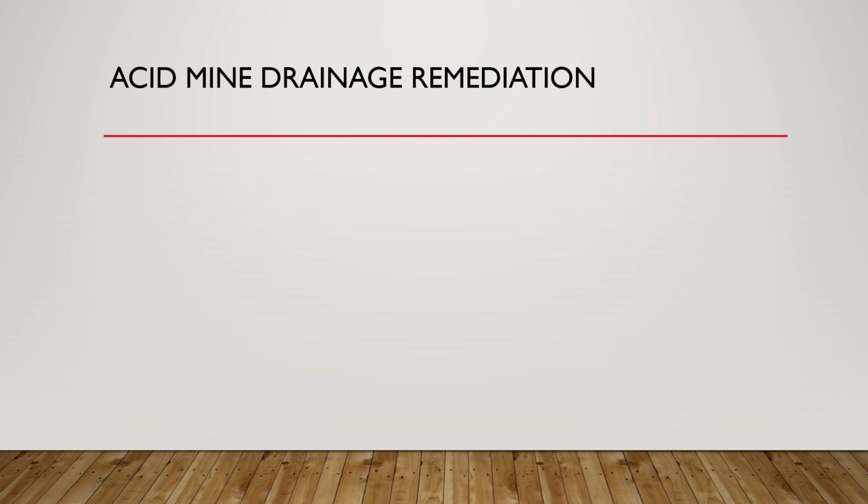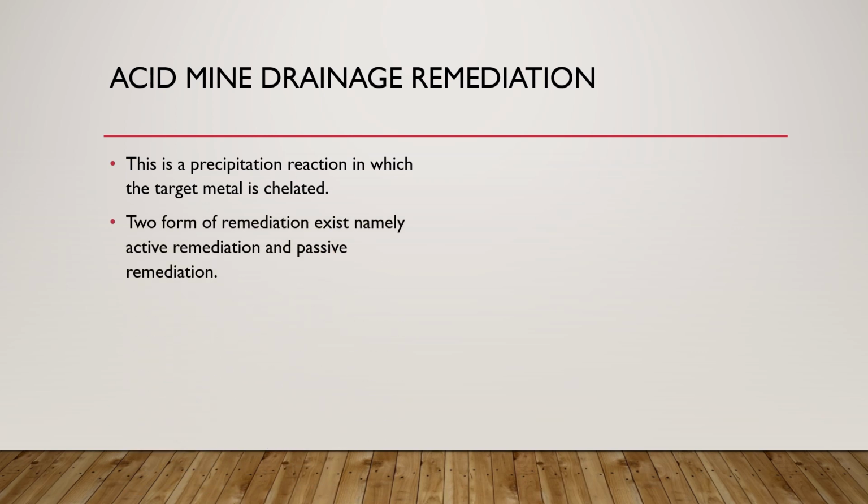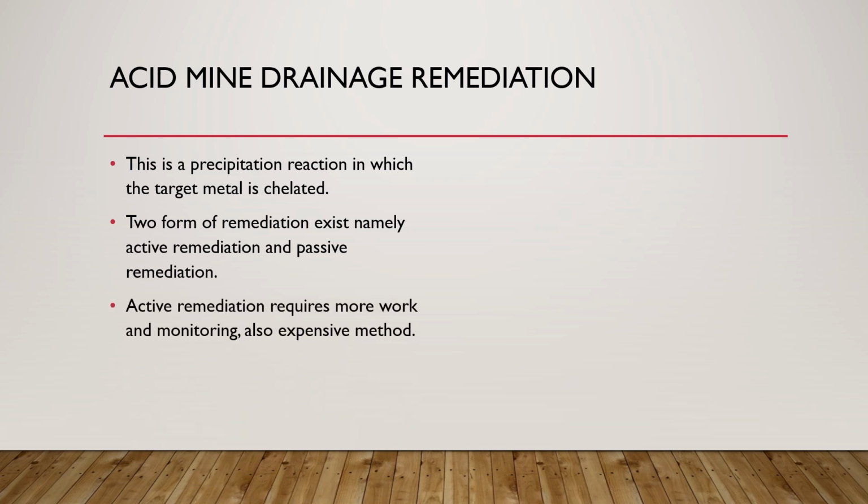The third method we'll look into is acid mine drainage remediation. Now this is a form of precipitation in which a metal is chelated. One, we know that two forms of remediation exist: active and passive. Firstly, we look at the active remediation. This method requires a lot of work and monitoring, and is very expensive and very extensive.